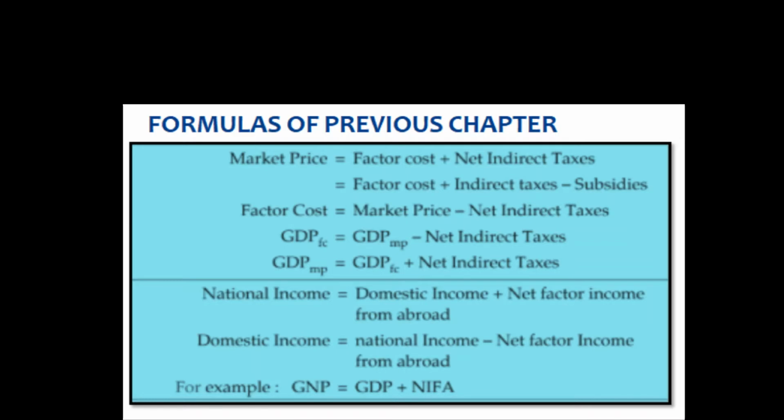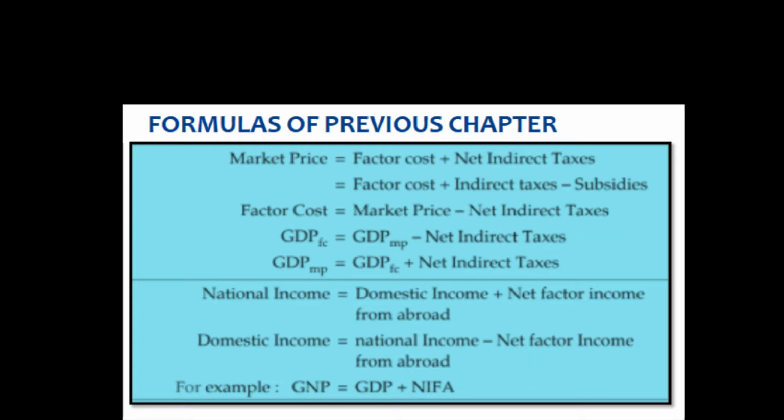Now factor cost equal to market price minus net indirect taxes. GDP at FC equal to GDP at MP minus NEIT. GDP at MP equal to GDP at FC plus NEIT.